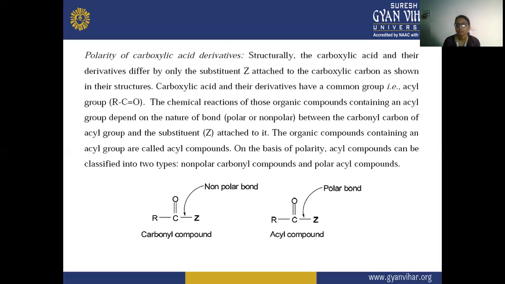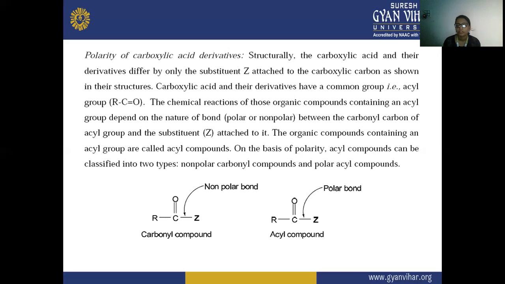carbonyl carbon of the acyl group and the substituent attached to it. So the organic compounds that contain an acyl group are called acyl compounds. The organic compounds which have the same common acyl group attached to different substituents depend on the nature of the bond, whether it is polar or non-polar.